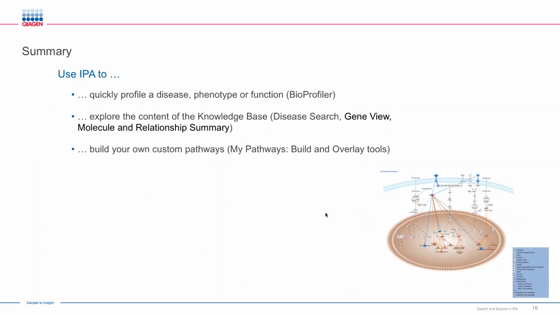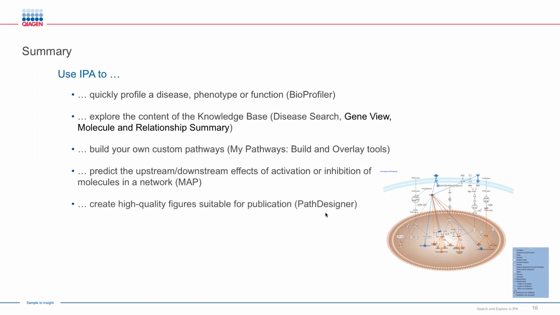And we identified which drugs target these genes using the overlay tools, and then went back to the build tool to add this molecule to a particular pathway, and then used the map tool to make a prediction as to how the molecules and functions would be affected by this particular drug. And then finally, I very briefly just showed you how you can take all of this information and use Path Designer to create a figure that you can use for your publications.